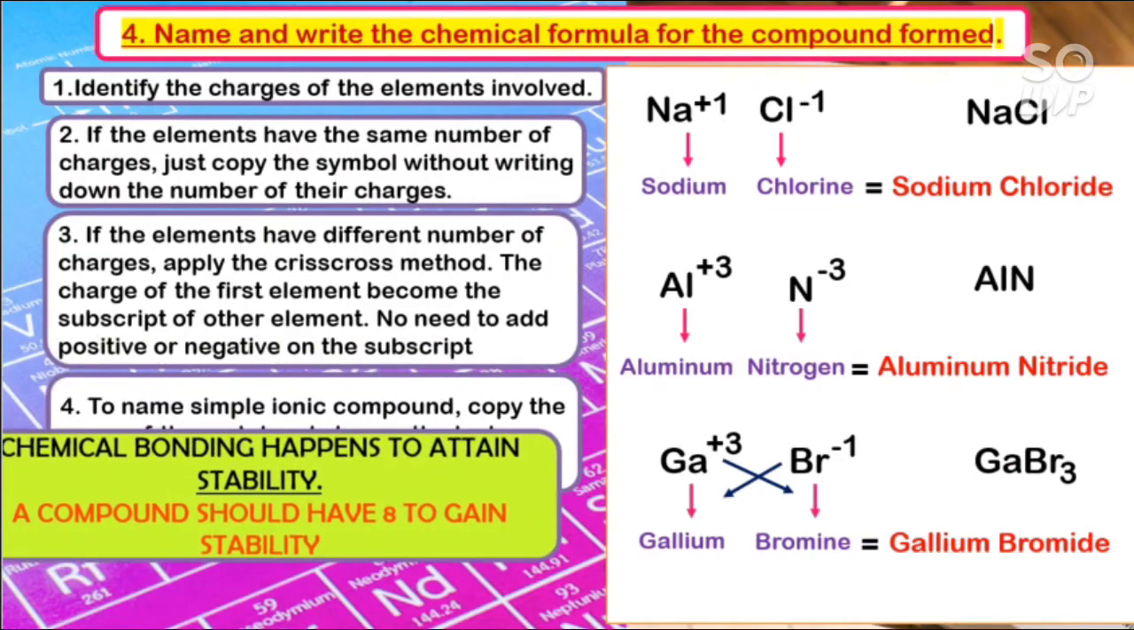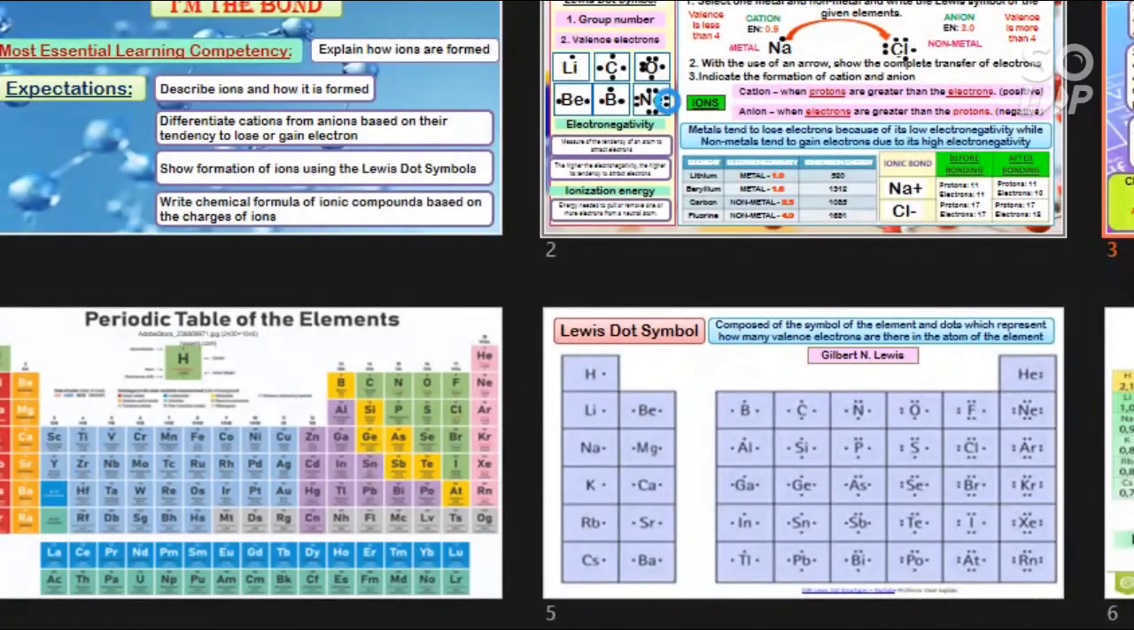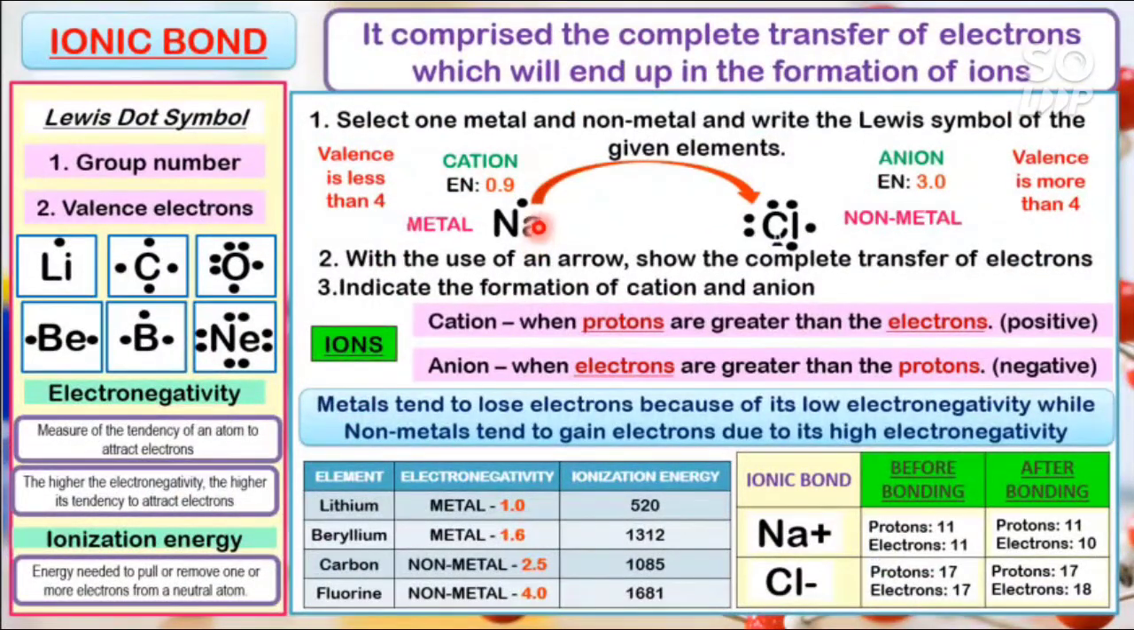Take note that chemical bonding happens to attain stability. So how do we know that a compound is stable? A compound should have 8 electrons to gain stability. So that's why in sodium and chlorine, when sodium transfers its electron to chlorine, the sodium and chlorine become stable, and it is what we call sodium chloride.